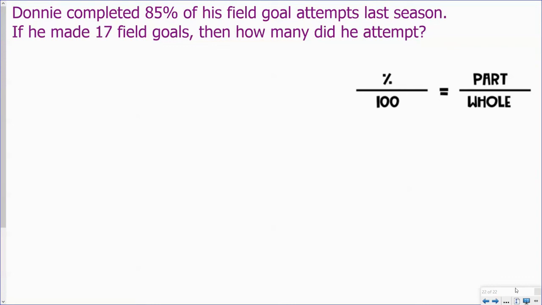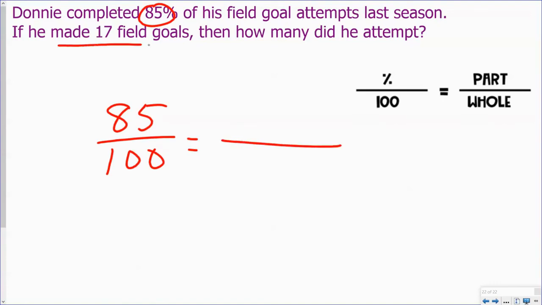Donnie completed 85% of his field goal attempts last season. If he made 17 field goals, then how many did he attempt? The first thing I'm going to look at here is my 85%. So 85% is represented by 85 over 100. So now I need to look here. It says he made 17 field goals. Well, that's only part of them. It doesn't tell me how many he missed. It just says he made 17. So that's my part. And then it says how many did he attempt? That would be my whole amount. That's all he did. Missed, made, everything. So that's what I'm trying to find here.